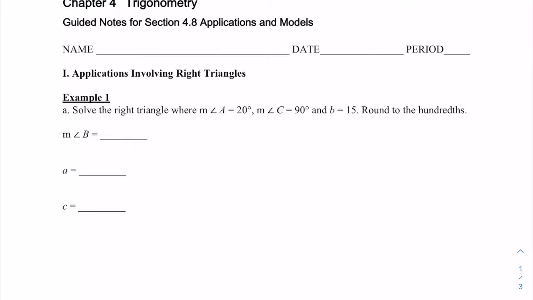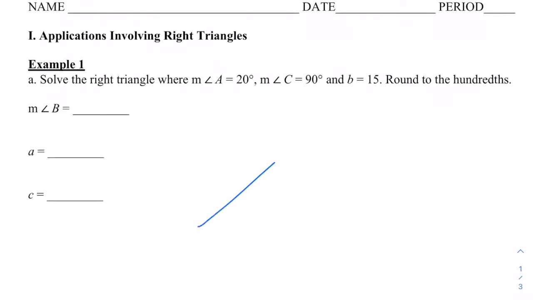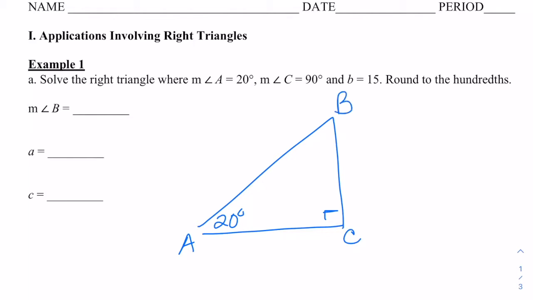Welcome back. Today we're going to look at applications of right triangles. So first let's practice just solving for a right triangle. If we're given any right triangle and we have some information about it, we have A equals 20 degrees, C is the right angle, and B is up here. And we're also given a side B is 15.